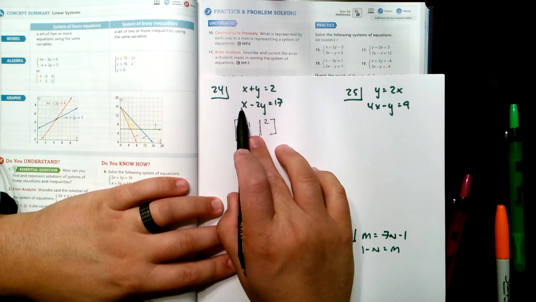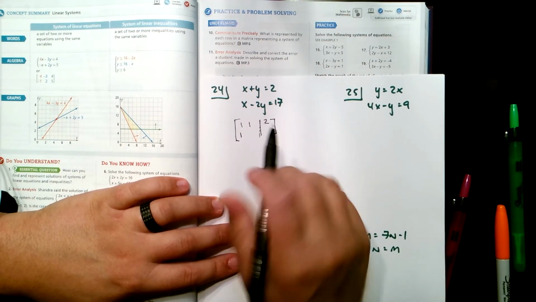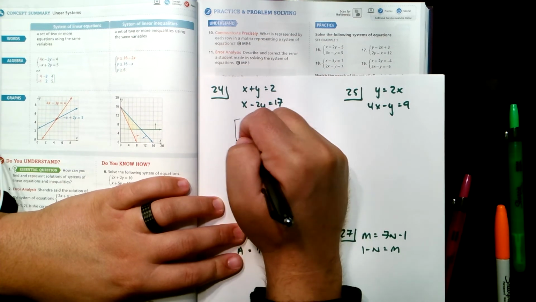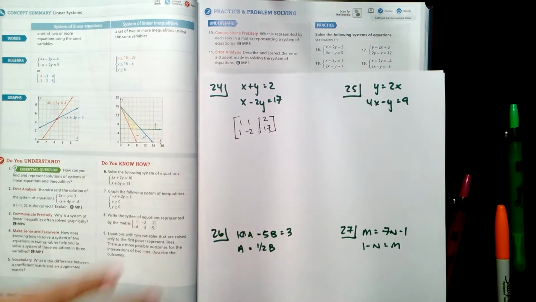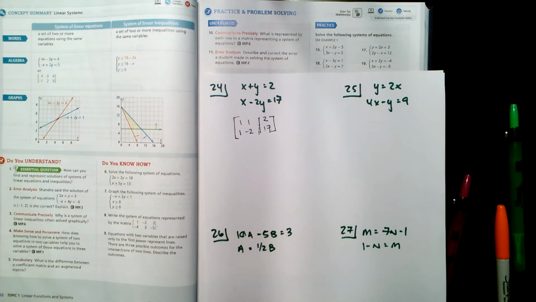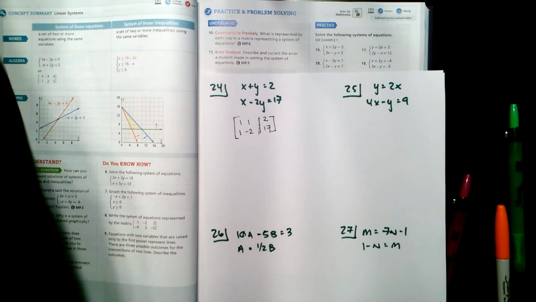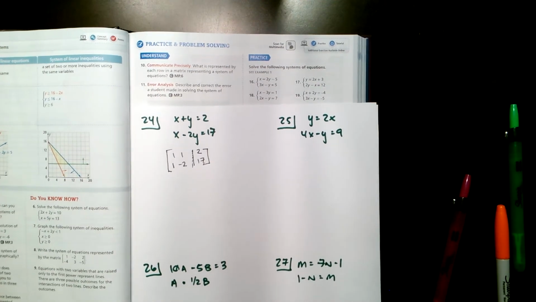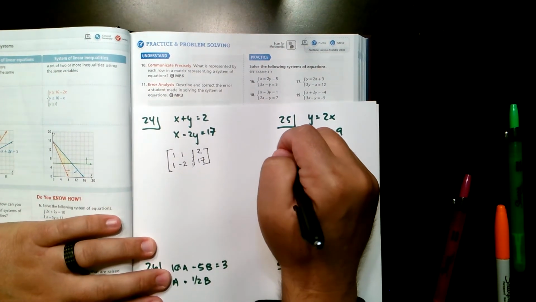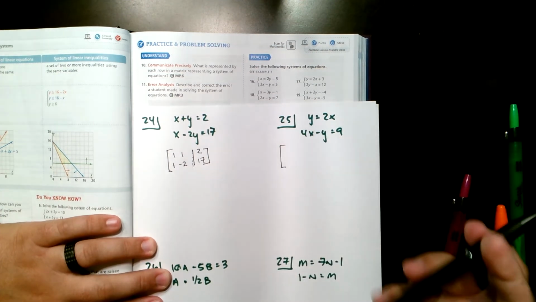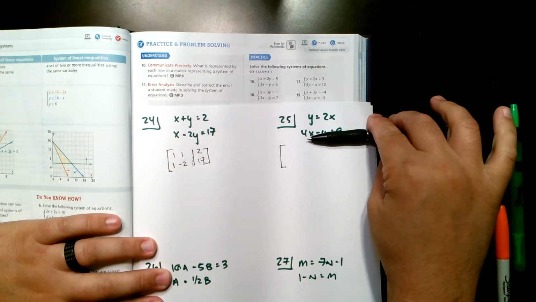You can make a dotted line. I think they reference a dotted line in here. Yeah, if you want to just draw a straight line like this, that's fine too. Gets the point across. Coefficient of x for the second line is going to be a 1. Coefficient of y is a -2. And then the constant on the other side is a 17. So it should look something like that.